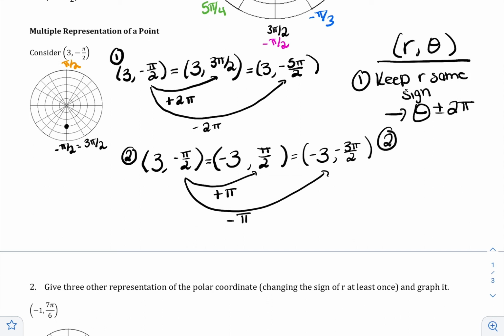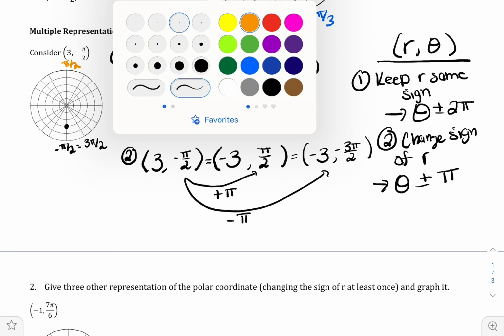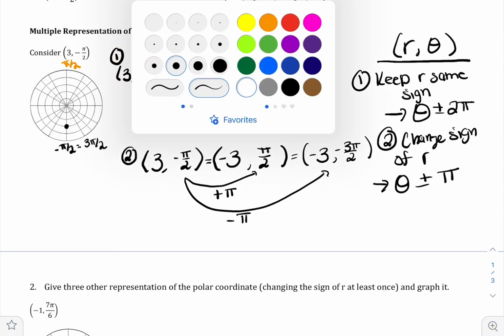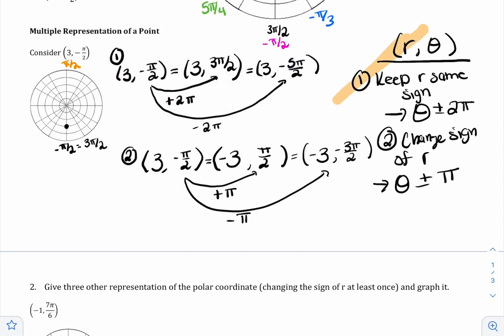The second way, if you want to change the sign of r, that means that if r is positive, you make it negative, or if r is negative, you make it positive. Then you have to go across, so you add or subtract pi from the angle. So here is our little formula. So this is how we're going to do it.